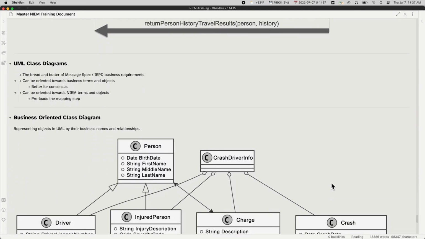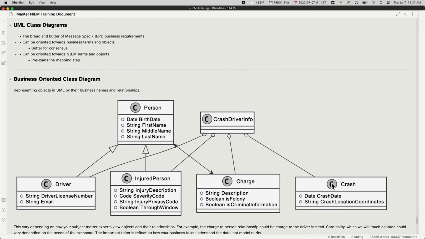But when it comes to message specs, when it comes to IEPDs, what we typically see are UML class diagrams. They're the bread and butter of NIEM work. They're a way of showing the different chunks of information conceptually and how they fit together. And you have a choice on how you want to do your UML diagram. You can orient your UML towards business terms and objects. So you can use the terms that the business people, the subject matter experts, use to describe the information.